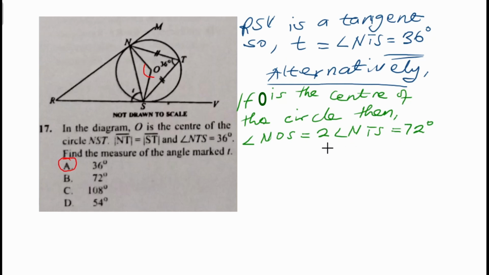Right. Then also, if O is the center of the circle again, then the segments NO and OS are also congruent or equal, since each of them is the radius of the circle. And that also means that this angle here will be equal to this angle here, because triangle NOS is an isosceles triangle. Let me write that.